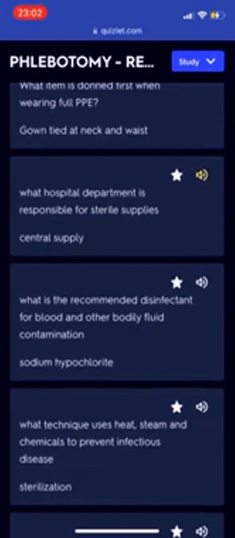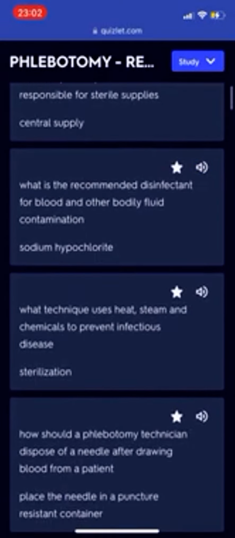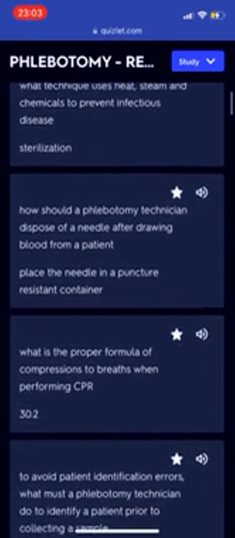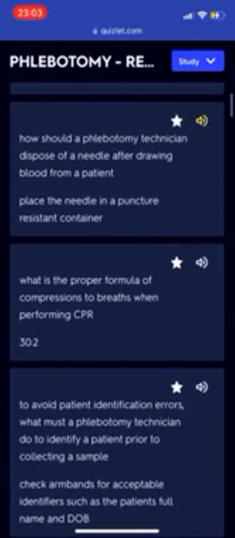What hospital department is responsible for sterile supplies? Central supply. What is the recommended disinfectant for blood and other bodily fluid contamination? Sodium hypochlorite. What technique uses heat, steam, and chemicals to prevent infectious disease? Sterilization. How should a phlebotomy technician dispose of a needle after drawing blood from a patient? Place the needle in a puncture-resistant container.